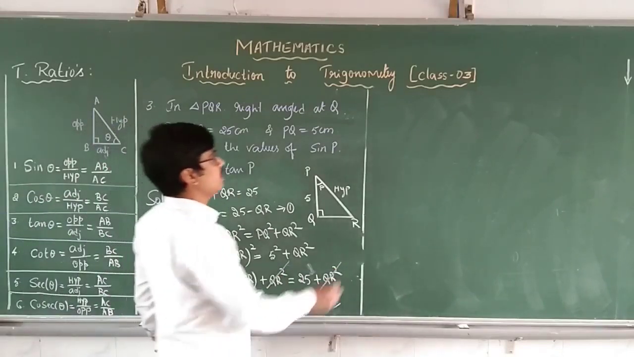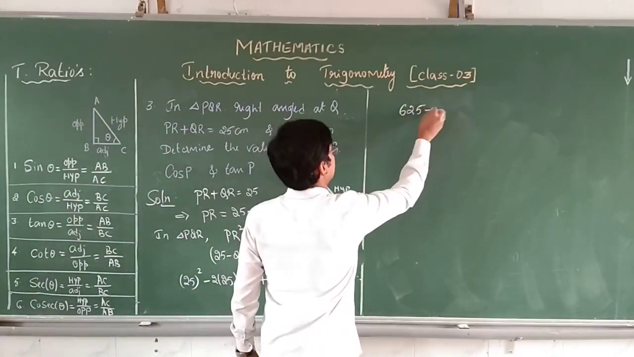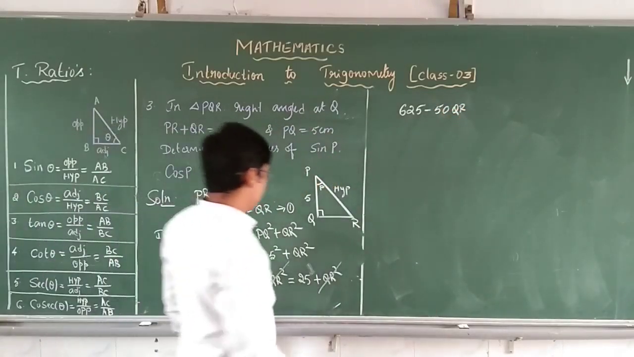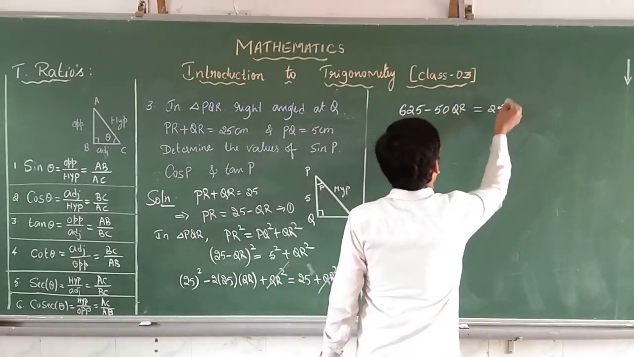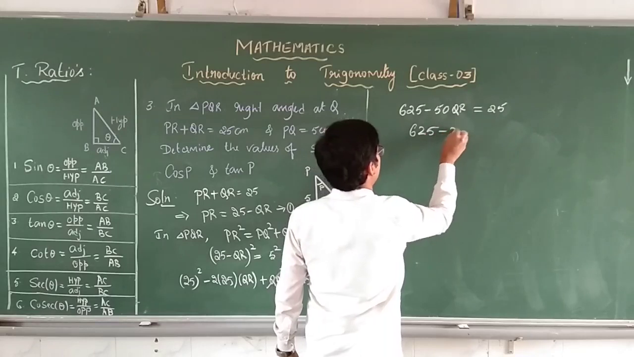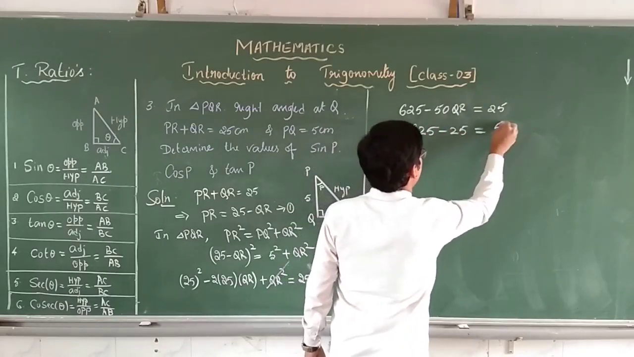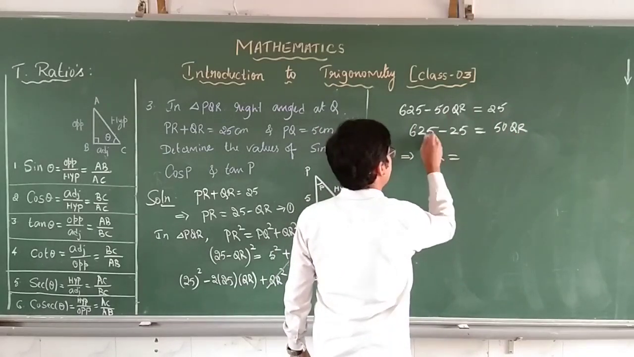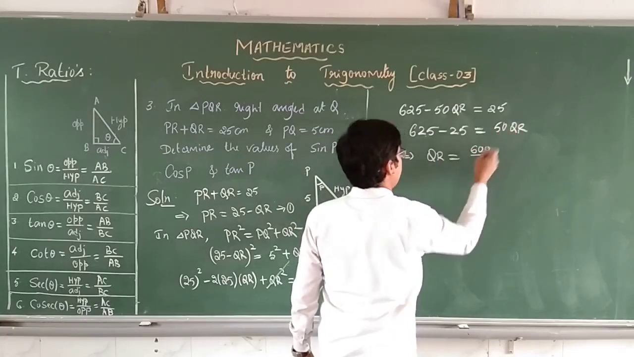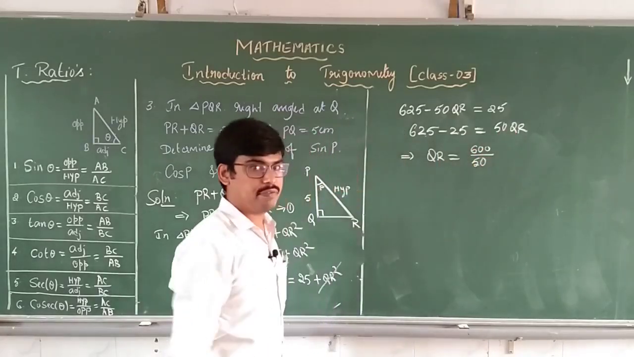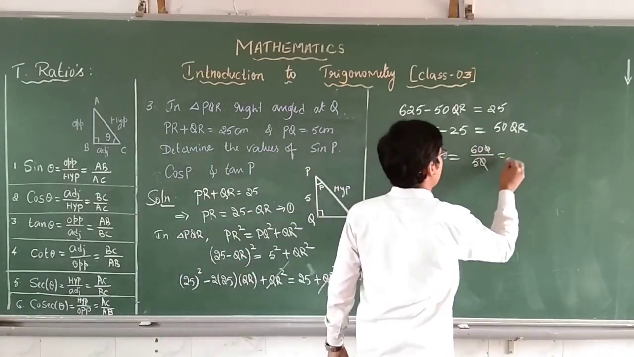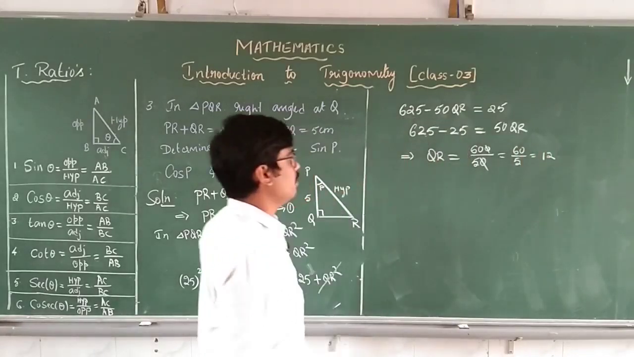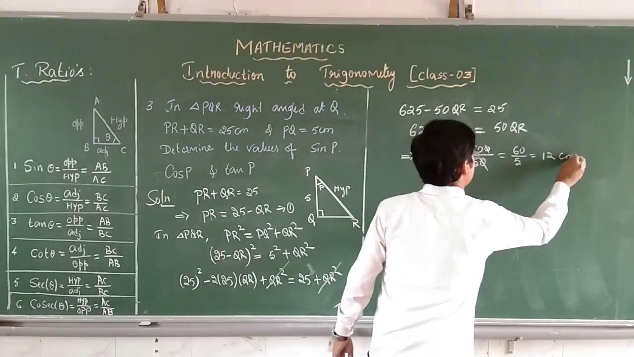So now we remain with 25 square is 625 minus 50 times QR, 2 into 25 is 50, is equal to 25. Take this 25 to this side, we will get 625 minus 25, send this 50 to that side, it becomes 50 QR. Therefore, I can write QR is equal to 625 minus 25 is 600, that 50 will come to the denominator, we will get 600 by 50. Cancel this 0 and this 0, we will get 60 by 5. So 5 ones are 5, 1 remaining, 5 twos are 10. The length of QR is 12 centimeters.